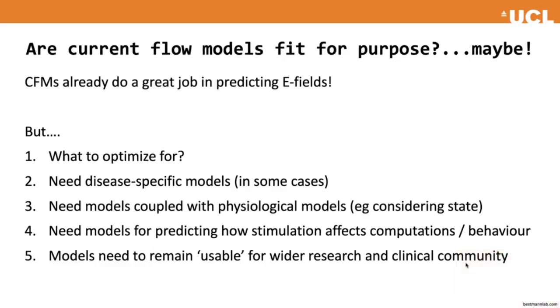So are current flow models fit for purpose? I think the answer is maybe. E-field modeling already does a great job in predicting E-fields, and I'm not sure how much more we have to squeeze out of these models in terms of whether they give us something that much better. But we often don't know what to optimize for. We think that in a lot of cases we might really need to turn to these specific models. That's certainly dependent on the pathology. But critically, we need to couple those models with physiological models, and ultimately with models that help us predict how the physiological change changes the behavior we're interested in, whether that's in a patient or not.